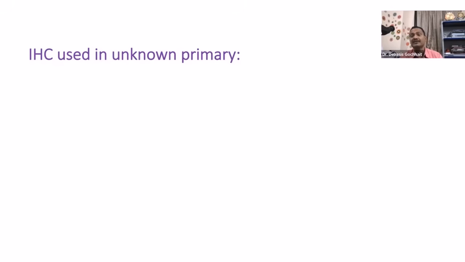Now, if somebody has a tumor in the liver, I will first try to know whether it is a primary or metastasis, right? I have already given you an example. Now, if it is a metastasis, from where could it have come?